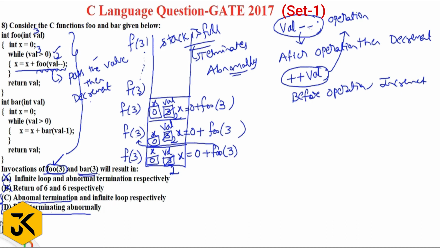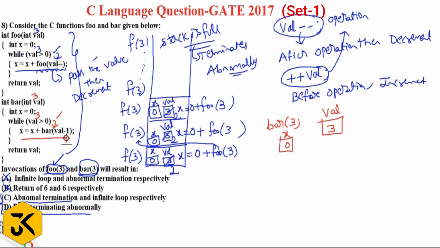I am going to call the function bar of 3. Whenever I am calling bar of 3, it is going to pass the value 3. So bar of 3, it is going to call bar of 3. Now value will be 3, one local variable created with 3. Now a local variable x is created with the value 0. And 3 is greater than 0, yes, so it will go into the loop.